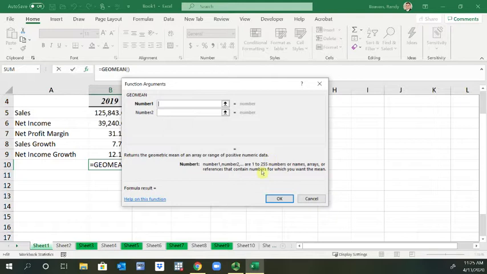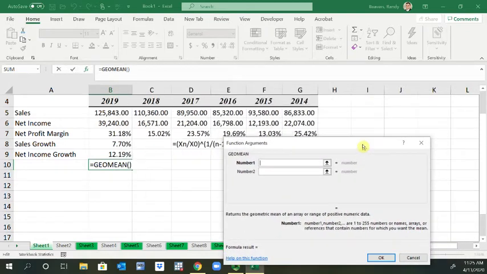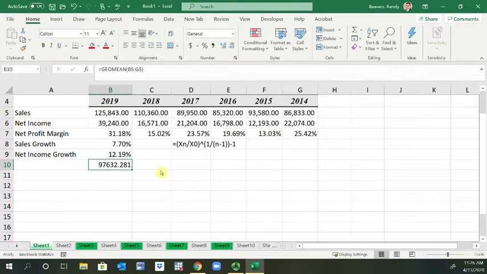So with this, it says that we need an array or range of positive numeric data. So some people may say, okay, well, why then could I not just highlight the sales data? If I did that here, for example, you could see that when I click OK, it is in fact nowhere near the correct answer. So that's not right. So let's try a different approach.